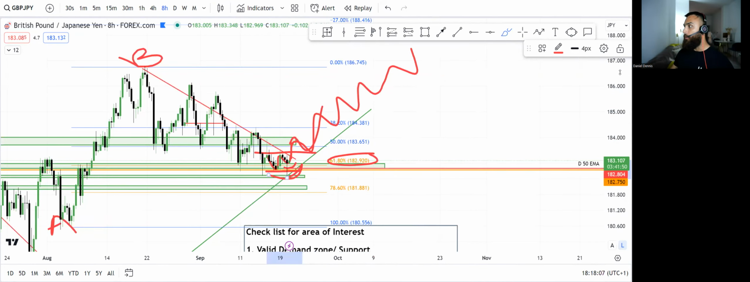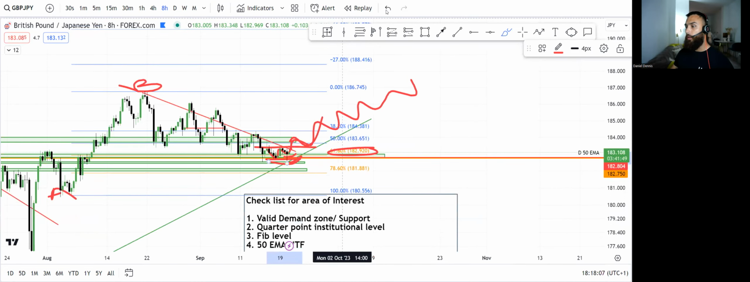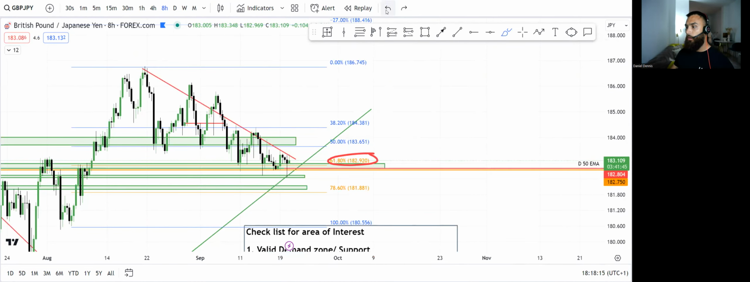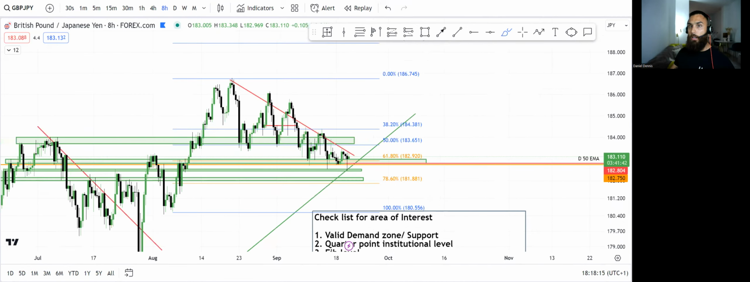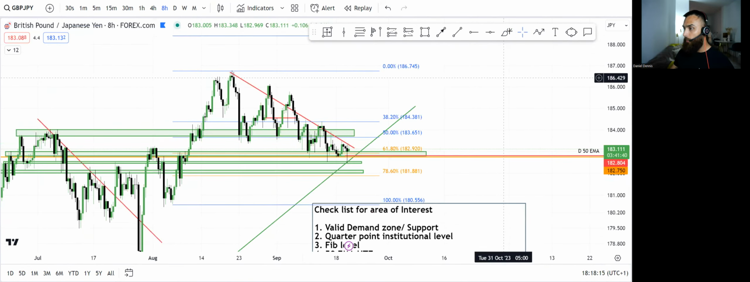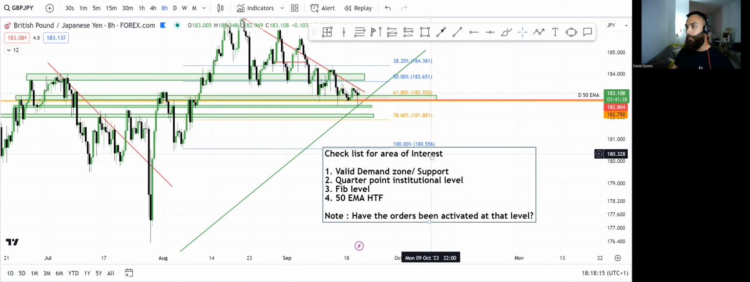Okay, cool. So let's just quickly recap. Let's just keep this punchy, right? What I'm trying to identify here is: is this a valid area of interest? Do I have a valid demand zone / support? Yes, I do. Do I have a quarter point? Yes, I do. 182,750 being respected. Do we have a fib level? Yes, 61.8. The golden area. This is the area that most people believe has the highest probability of being respected, between these two.